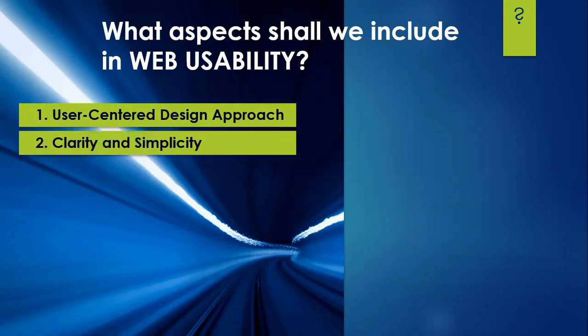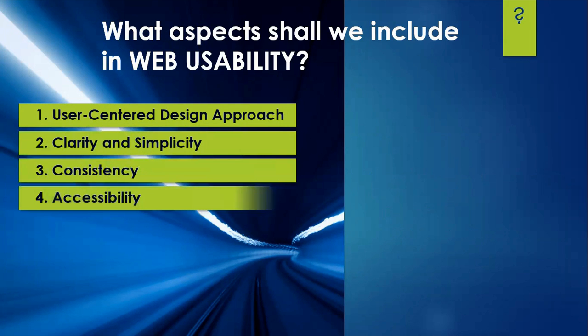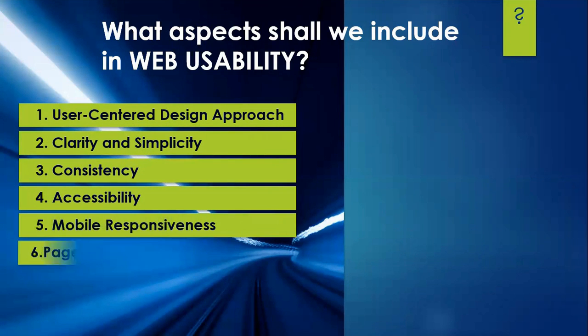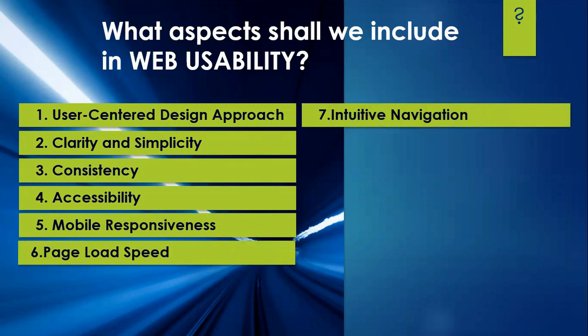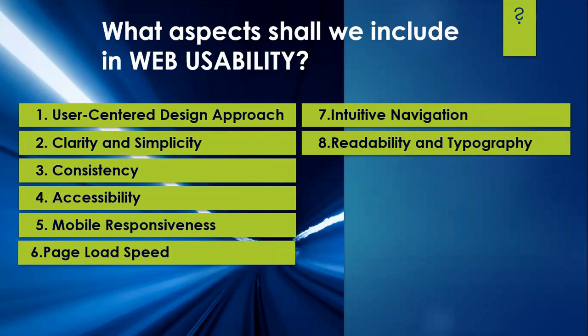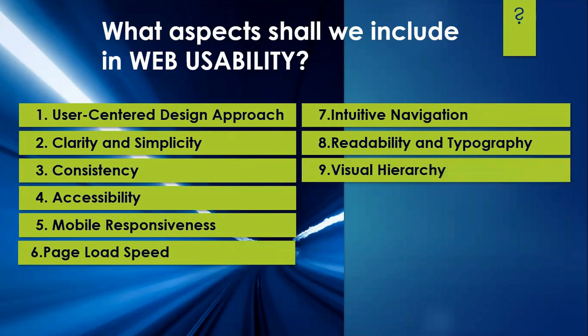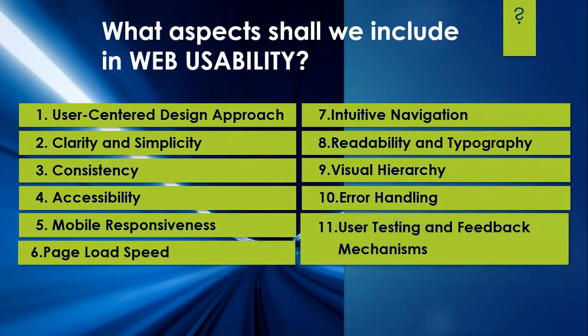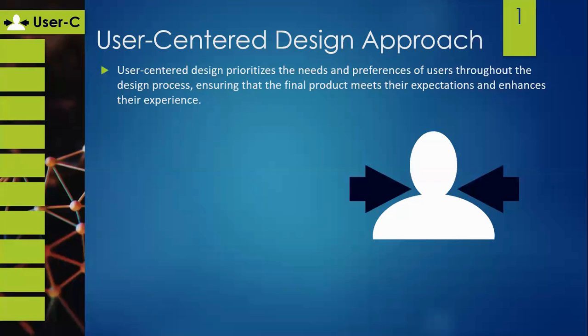User-centered design approach, clarity and simplicity, consistency, accessibility, mobile responsiveness, page load speed, intuitive navigation, readability and typography, that's my favorite, visual hierarchy, error handling, and user testing and feedback mechanisms. Okay, let's go one by one so you would know what is different between all those. So far, looks like a whole green swamp. No, this is distinctive, very distinctive features. I wanted to make them as distinctive as possible. Let's go over the first one, user-centered design approach.